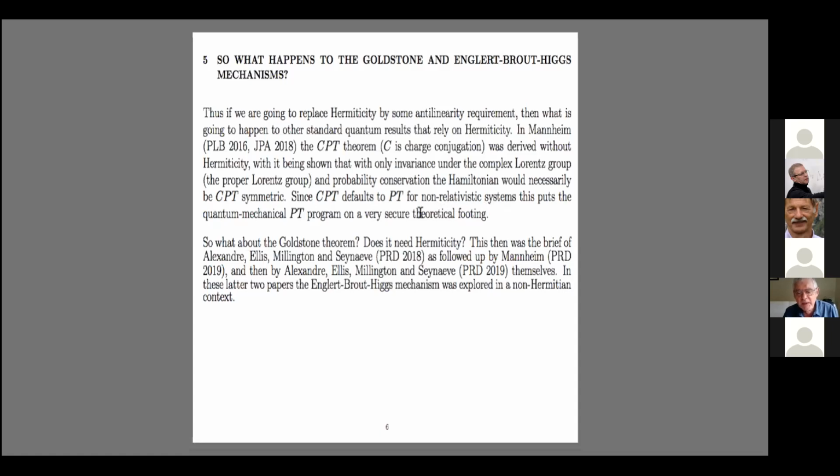And it's not an accident that physical systems that have been explored over the last 20 years exhibit PT structure, because PT is allowed by Lorentz invariance. And therefore, it's a perfectly valid approach to the theory. So if the CPT theorem can go through, what about the Goldstone theorem? Does it need hermiticity? Well, that was what Alexandre, Ellis, Millington, and Seynaeve addressed. And I followed it up by myself, and then they themselves later on, by asking, what about the Englert-Brout-Higgs mechanism? How does that work in a non-Hermitian context? And so that's what I want to describe today.